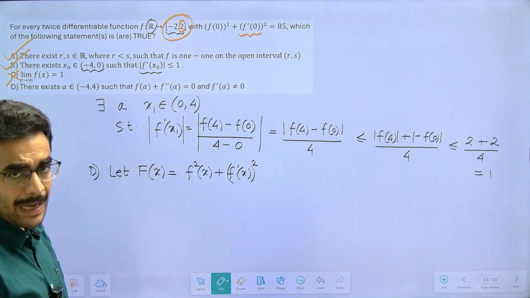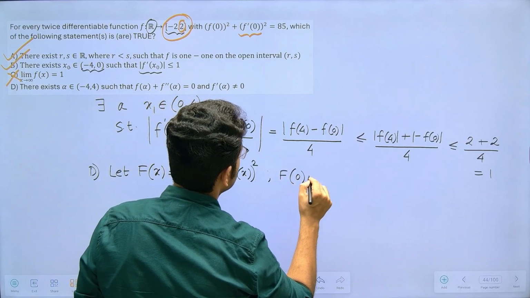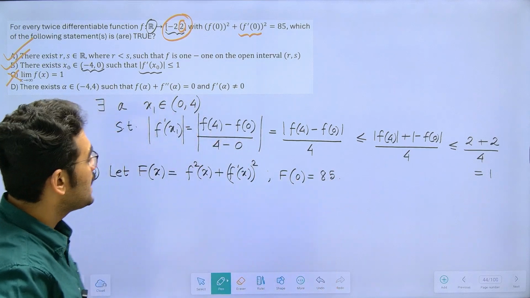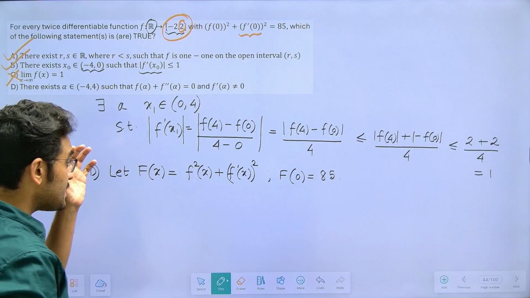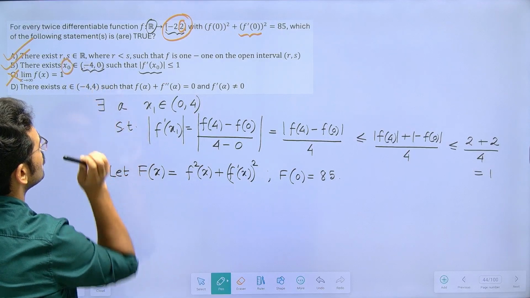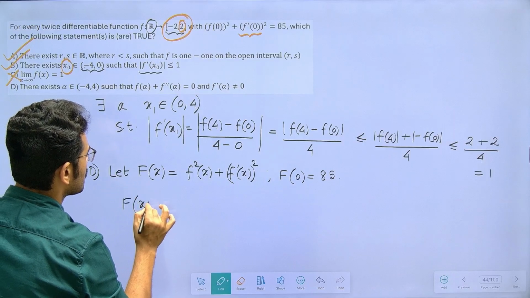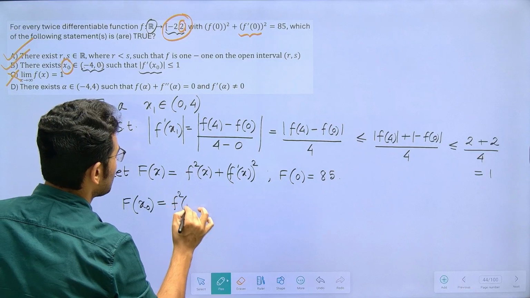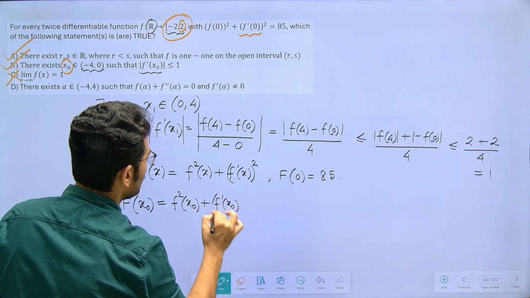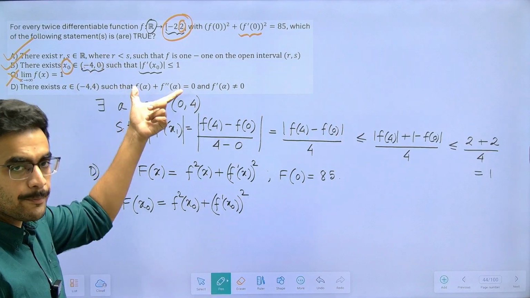Okay. This is, suppose, capital Fx. What is given in the question? In the question it is given that capital F0 is equal to 85. This is given to us. Okay. And this is the function. Now let us analyze. You see that we got one x0 between minus 4 to 0. So if I substitute that, capital F of x0 will be equal to f square x0 plus f dash x0 square. Okay, x0 is between minus 4 to 0, that we have already proved.